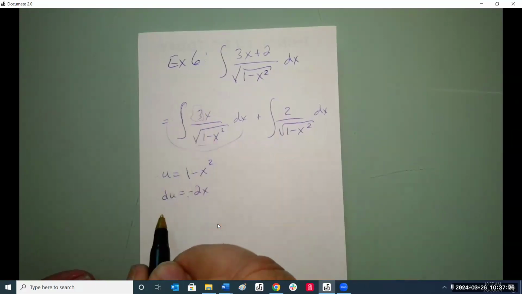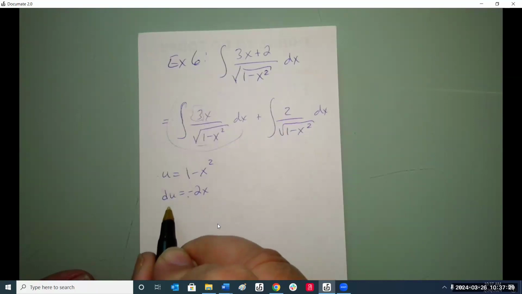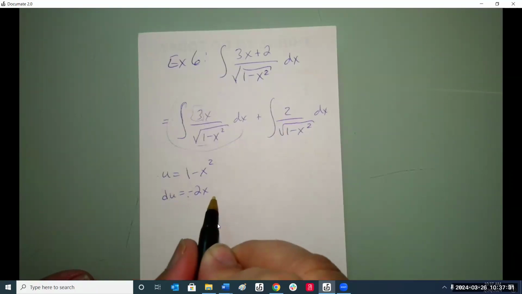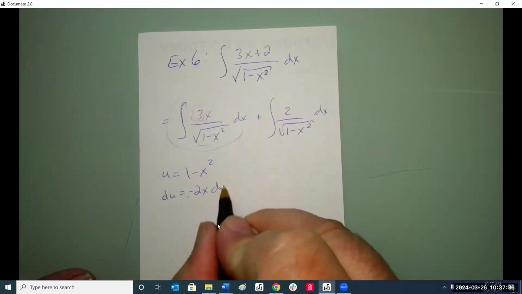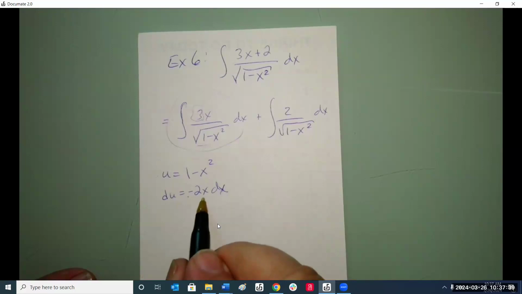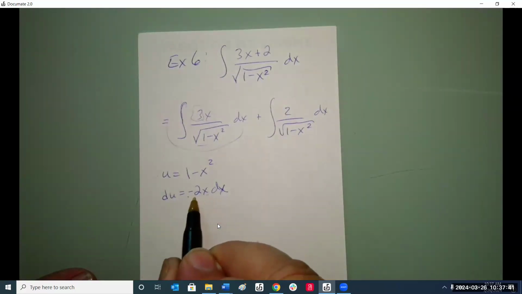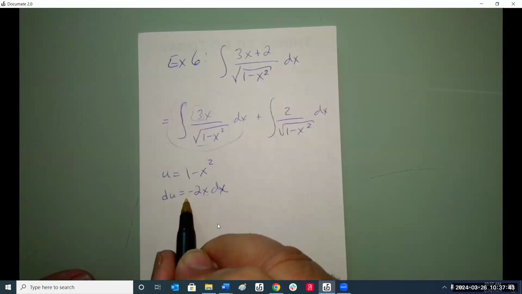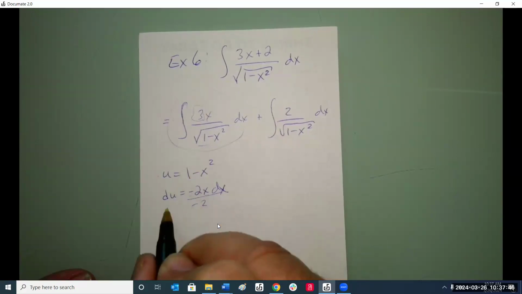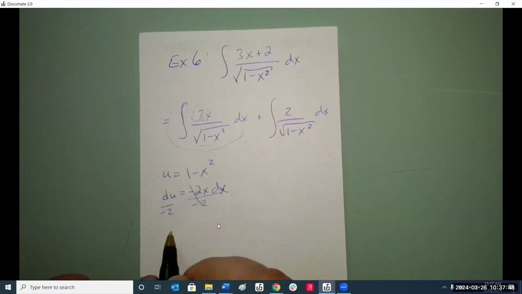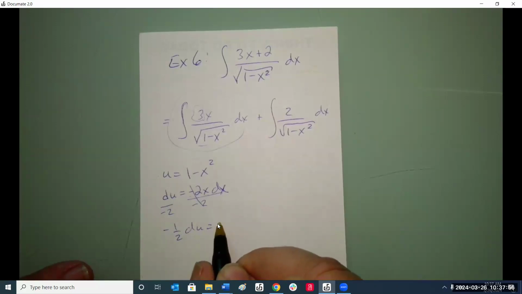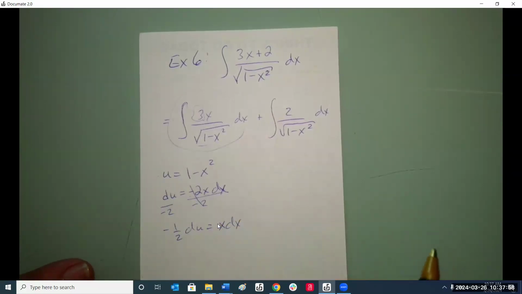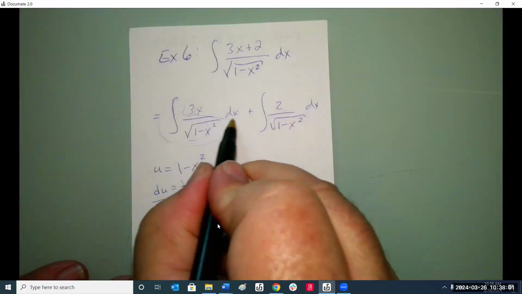So what is x? So du is -2x dx. We have to solve for x now. We have to get rid of the -2, so divide by -2 on both sides. So -1/2 du is equal to x dx. And that's what that is.